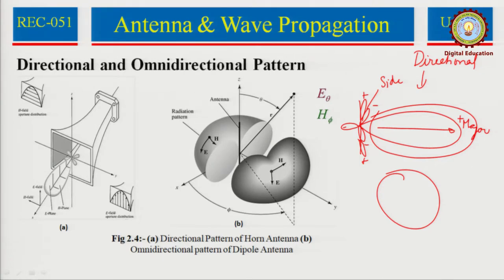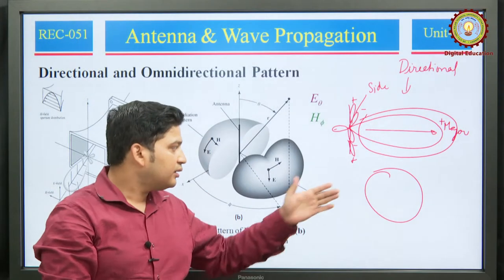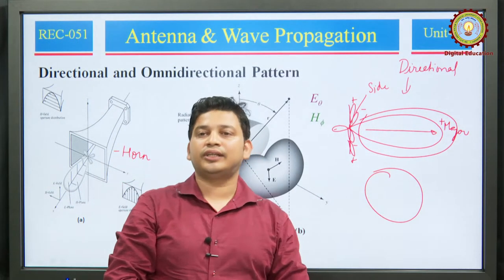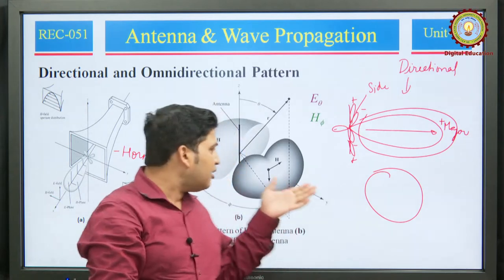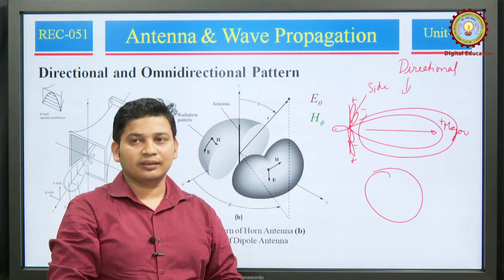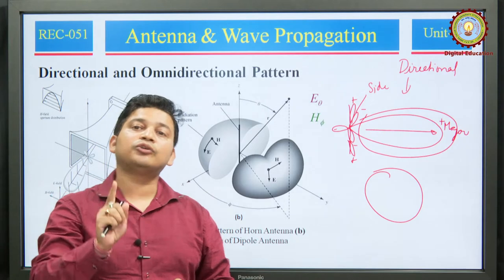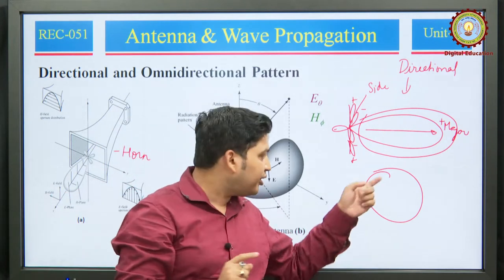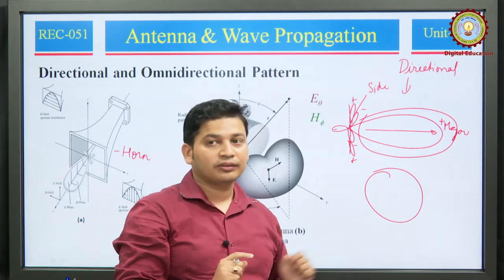Omnidirectional pattern. This is an example of directional, and that antenna is known as a horn antenna. The horn antenna is used to generate a directional pattern, whereas the dipole antenna is the best example of an omnidirectional antenna. Omni does not mean it is available at 360, but less than 360, because only an isotropic source can radiate equally in all directions.